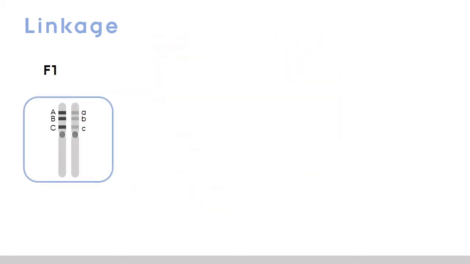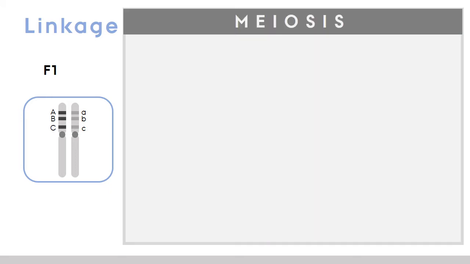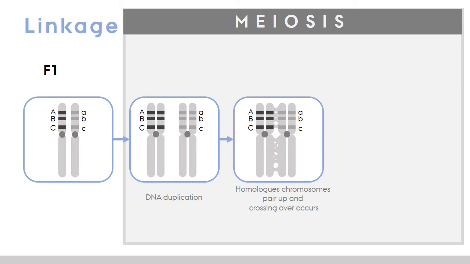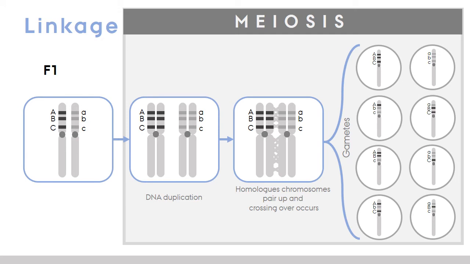Here we have our F1 individual, heterozygote for all loci. And then comes meiosis. First of all, the DNA has to duplicate. And then two homologous chromosomes get very close to each other, and that's when they start to mingle. Once they have mingled and they're separated, we get this beautiful product, which is 8 different gametes.